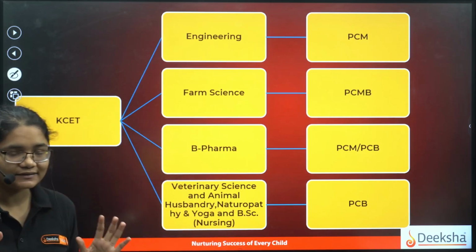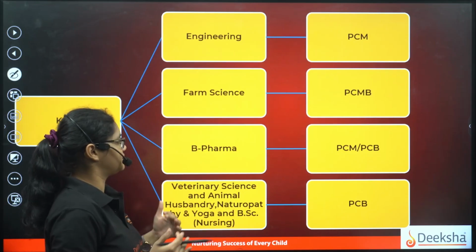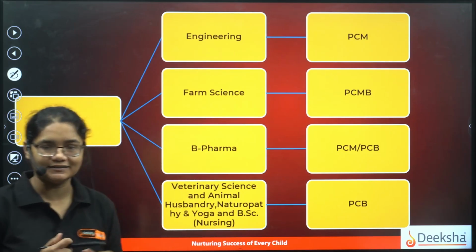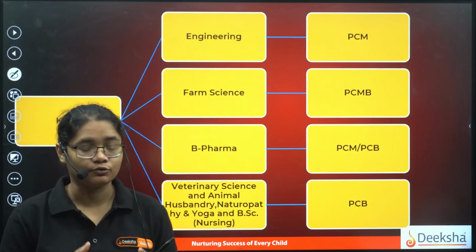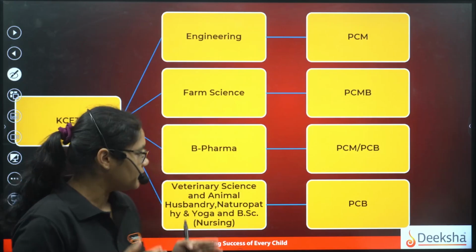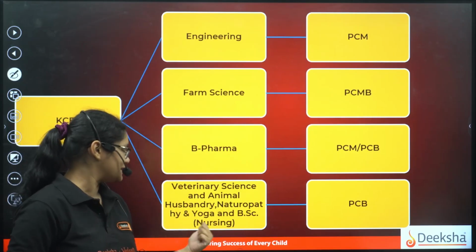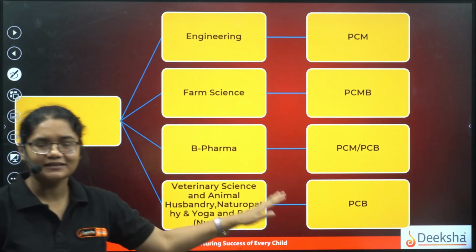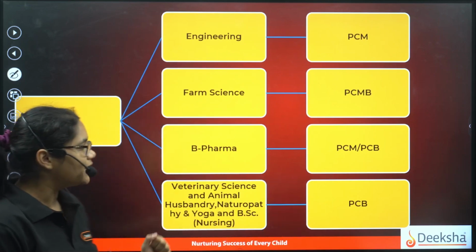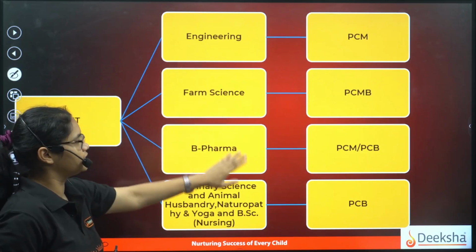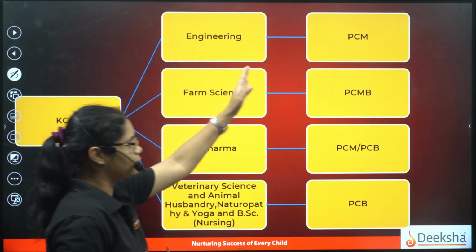Now you can decide. For example, if you are interested in farm science, your focus should be on all four subjects, P, C, M, B, and you have to do well in all of them. If you are interested in veterinary science and animal husbandry, then maths is of less importance, so you can give it less preference. That's how you can find out which course you are interested in and what subjects you need to write for it.